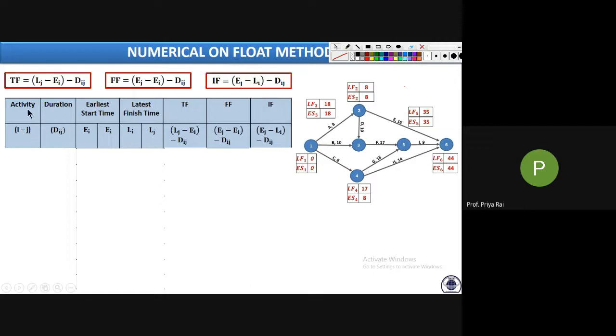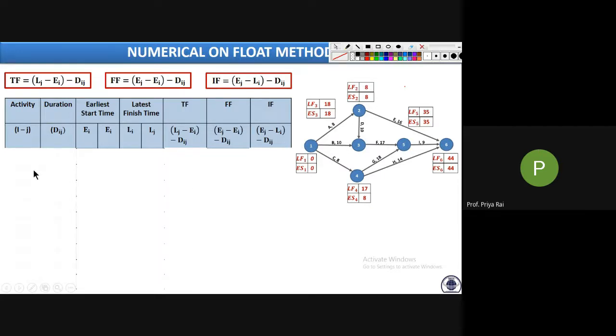Now see here, it is activity i to j. This will be small i. Activity is denoted by i to j, for example 1 to 2, 2 to 3 like that. Duration is Dij, these values. Earliest start time, that is the ES value, so there are two E values, Ei and Ej. And latest finish time, Li, Lj. And these are the formulas. Here I have substituted the formulas for TF, FF and IF.